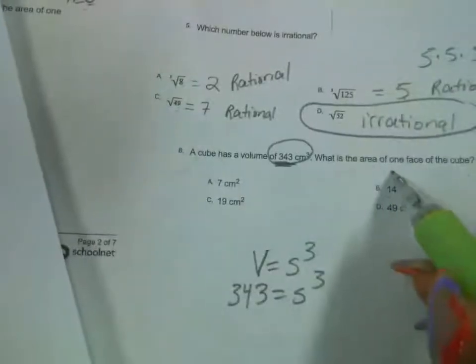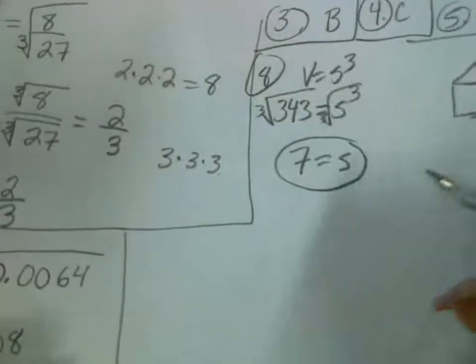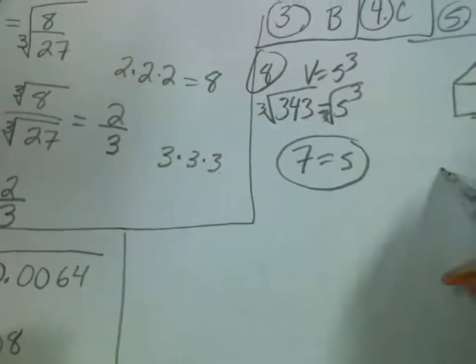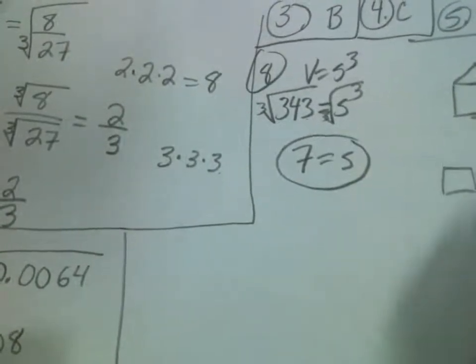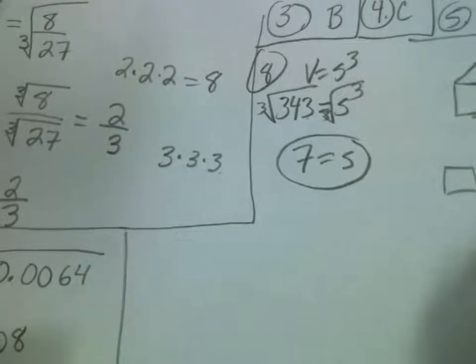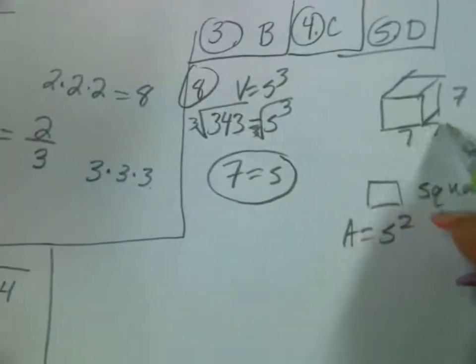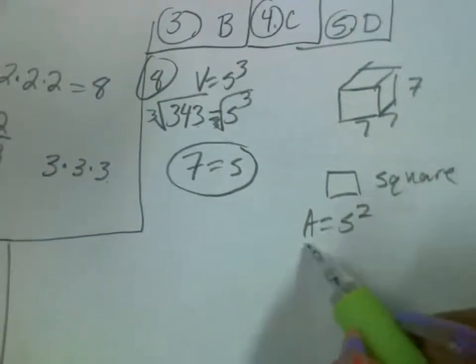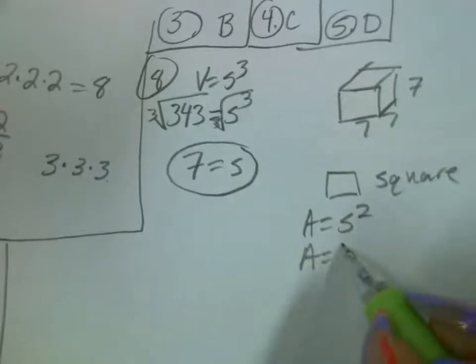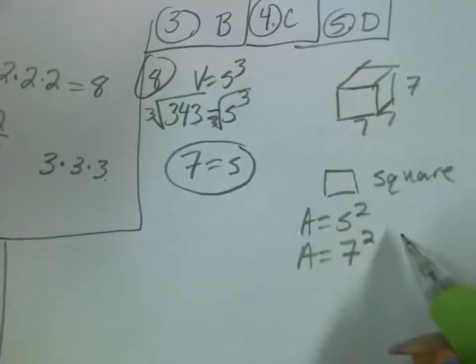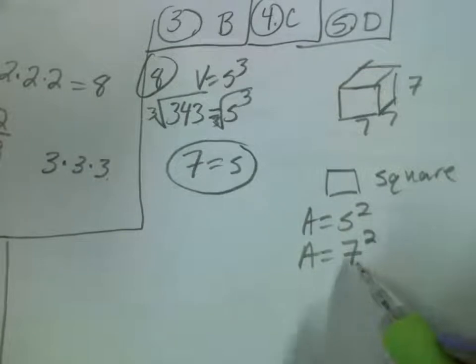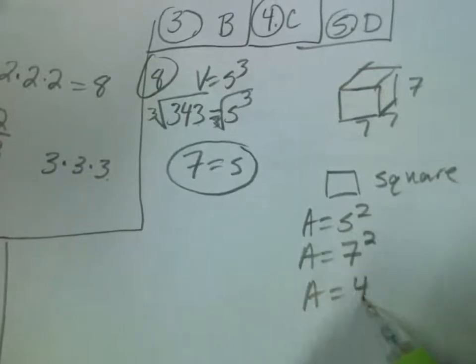It's asking for the area of one of the faces. Remember, a face on a cube is a square. So it's asking for the area of a square. That's A is equal to S to the second. Well, what did we say each side was? We said each side was 7. So to find the area, we're going to say 7 to the second power. So 7 to the second power is going to be 7 times 7, which is 49.